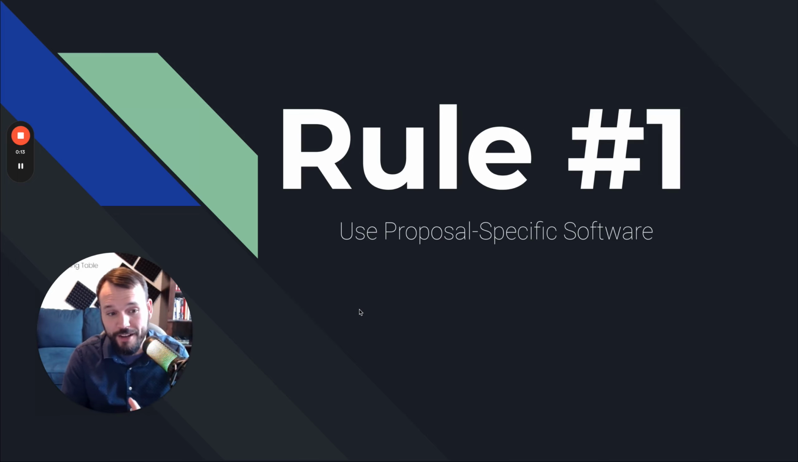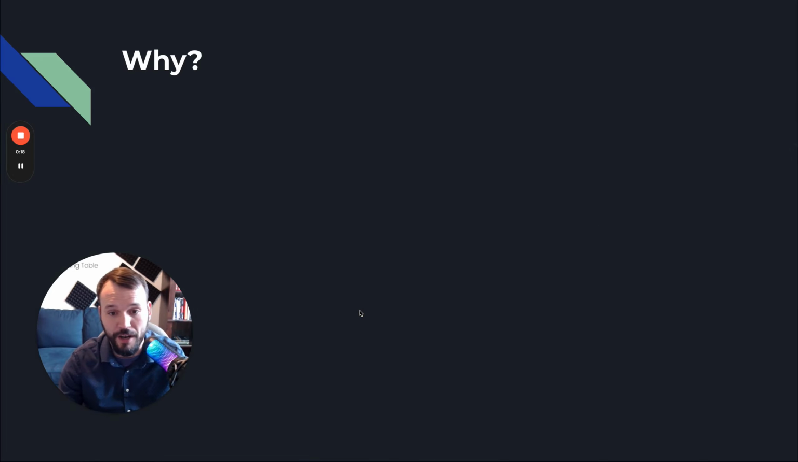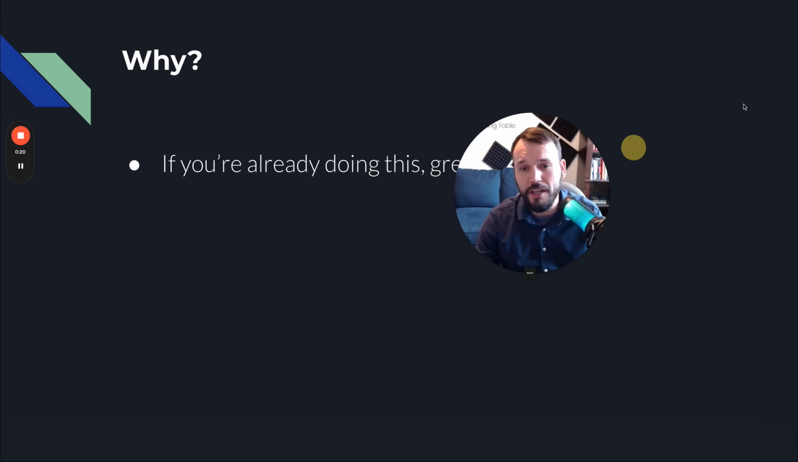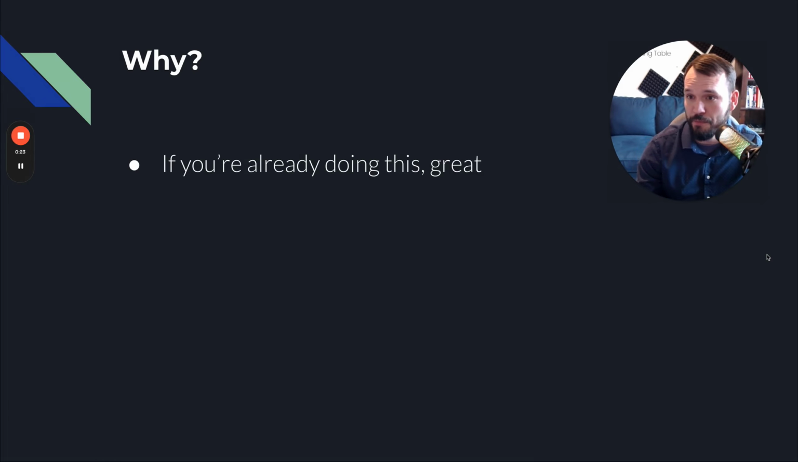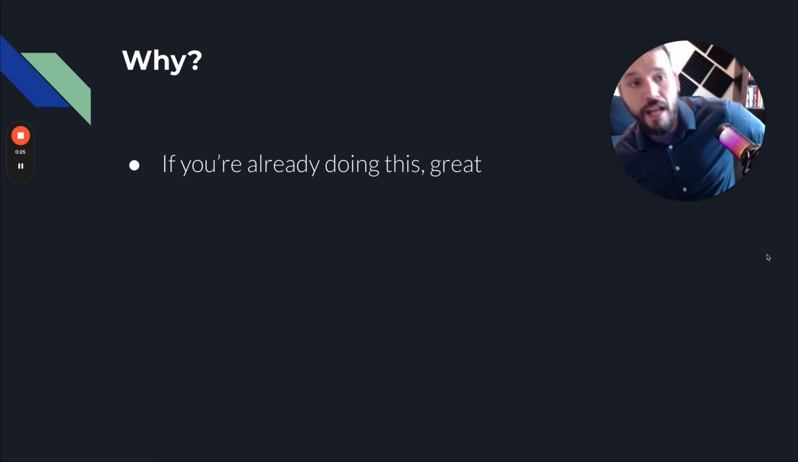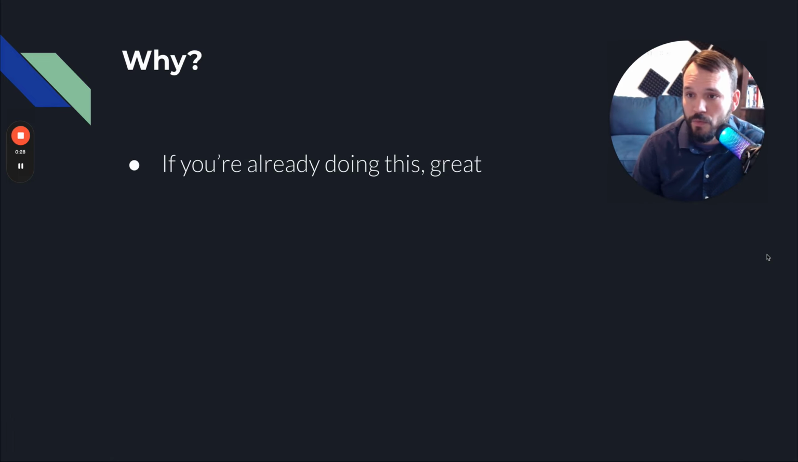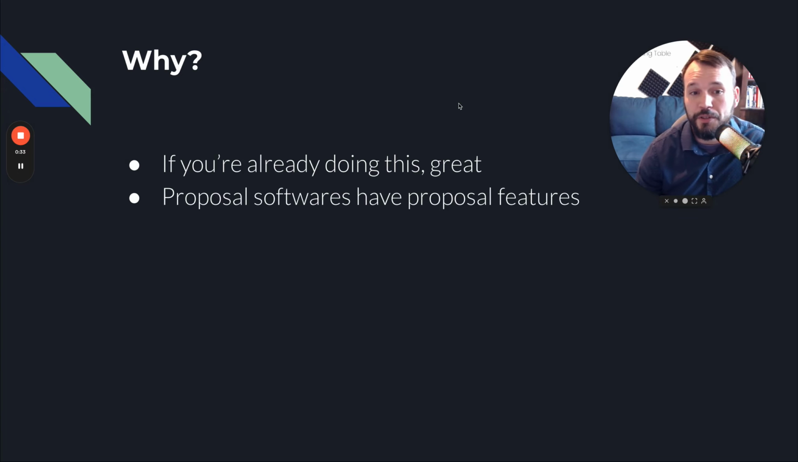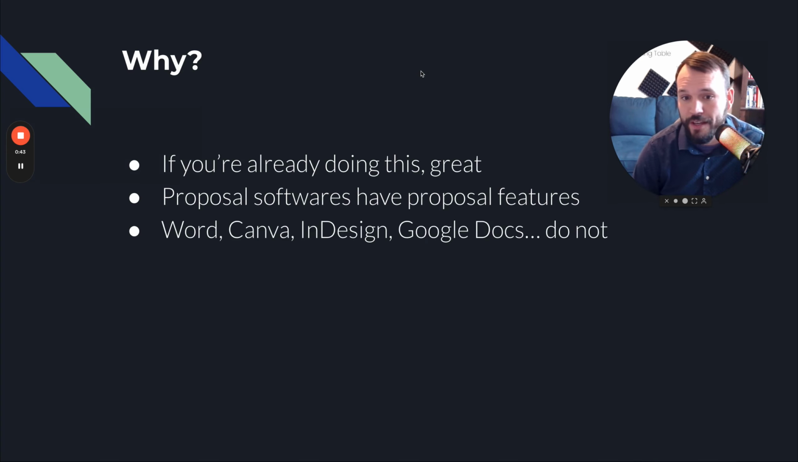Rule number one, our first of 10 rules, is to use proposal specific software. Now, if you're already doing this, great. You'll be surprised how many agencies that I talk to that are still doing things in Word. Everything's very manual. To point out the obvious, proposal softwares have proposal features. They have features that are geared around what you're actually creating. Word, Canva, InDesign, Google Docs, they just don't have these features. And so you're missing out.